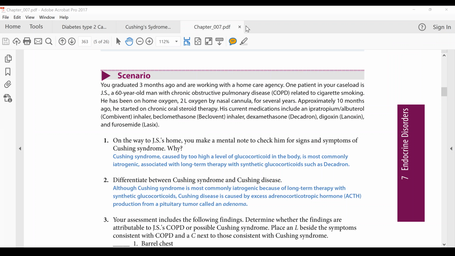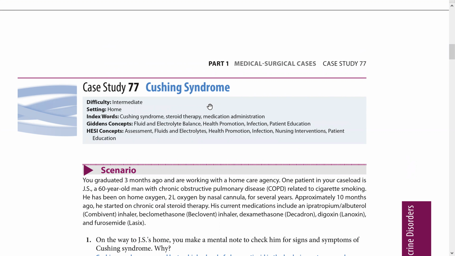All right, so this is Cushing's syndrome. You graduated 3 months ago, and you're working with a home care agency. One of your patients in your caseload is JS, a 60-year-old man with chronic obstructive pulmonary disease related to cigarette smoking. He's on home oxygen by nasal cannula for several years, 2 liters. 10 months ago, he was started on chronic oral steroid therapy.